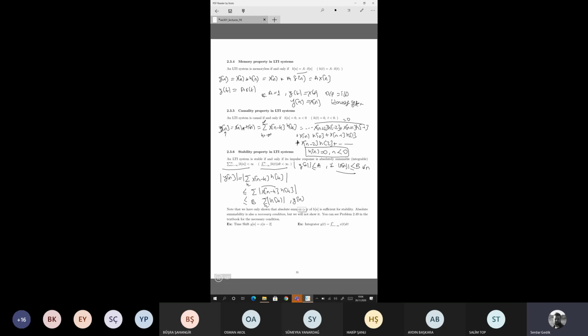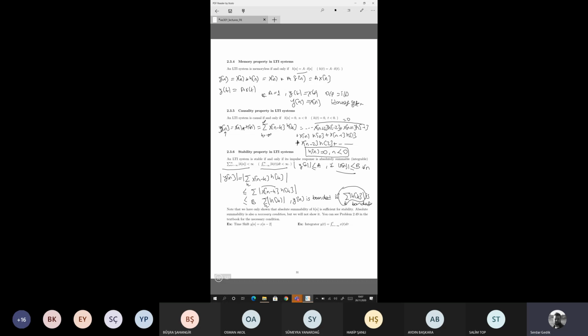So y of n is bounded if my h of n is absolutely summable, or in other terms, this term, summation over k of the magnitude of h of k, is bounded. Okay, so this is actually the requirement that I have such that my system is stable. So we have shown that absolute summability is sufficient for stability.